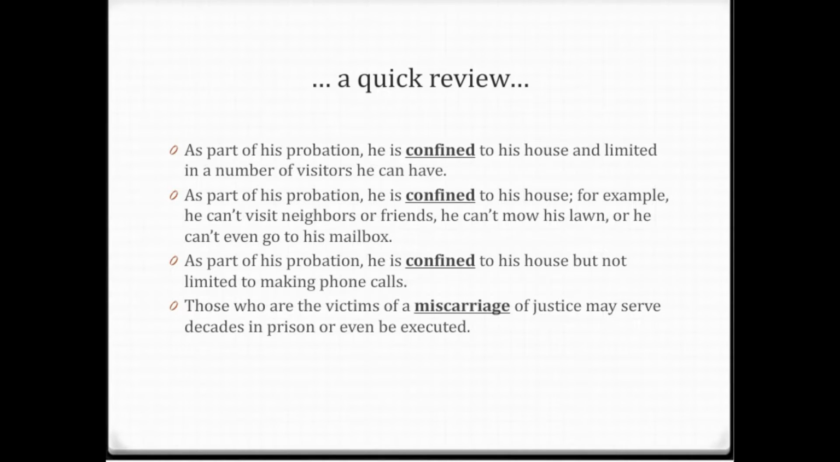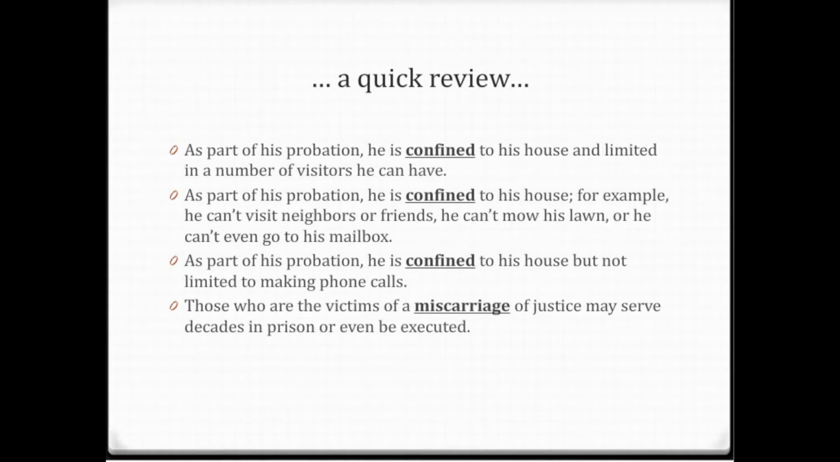Let's look at the fourth example. Those who are the victims of a miscarriage of justice may serve decades in prison or even be executed. Now, what context clue do we have in this sentence? A synonym? Not really. I don't see a synonym of the word miscarriage. An antonym? No. And no examples. We don't see words like for example, such as, including, for instance. Could it be the word itself? Let's analyze the word miscarriage.